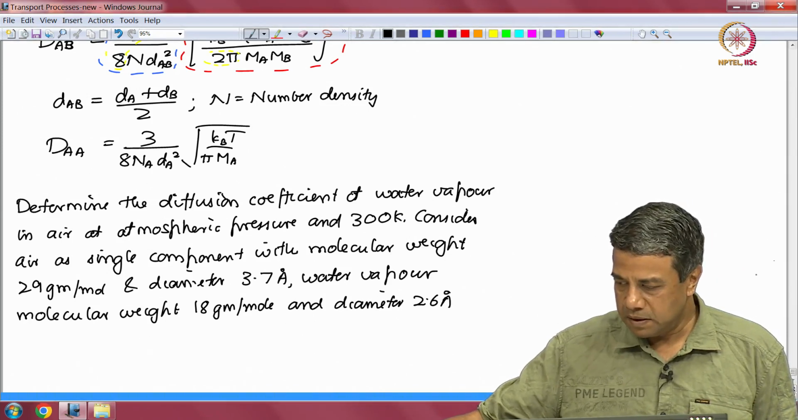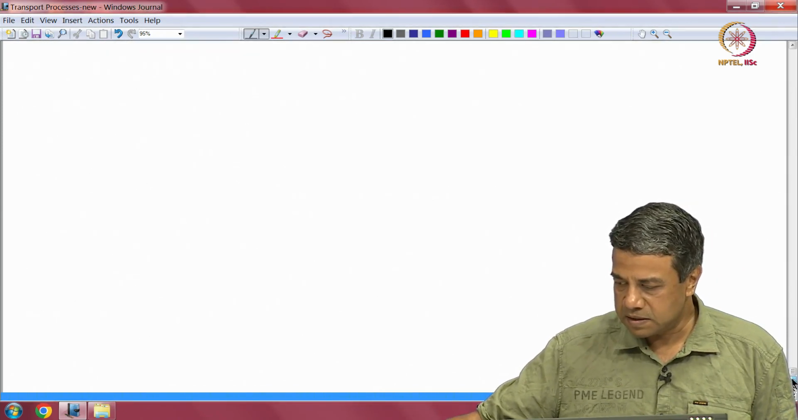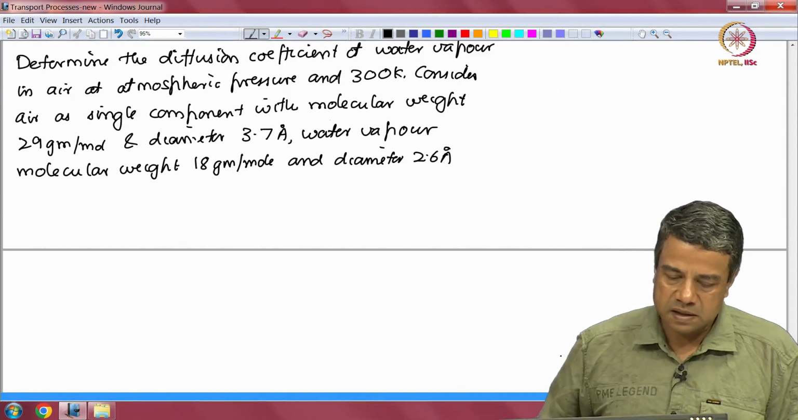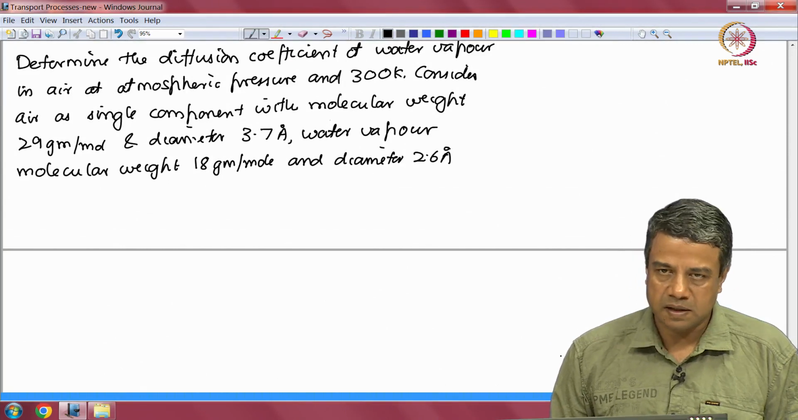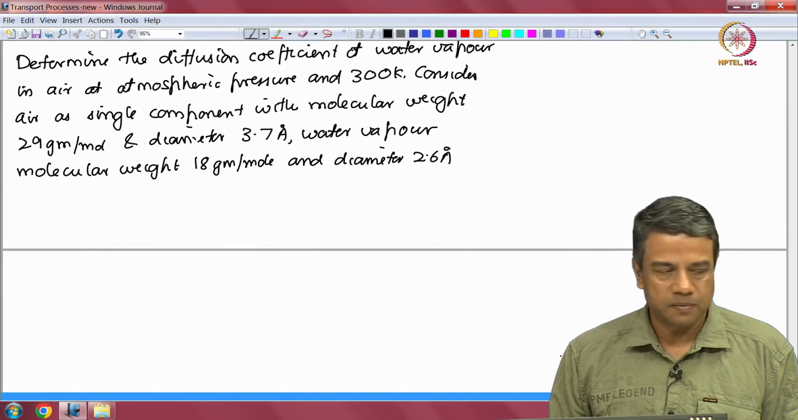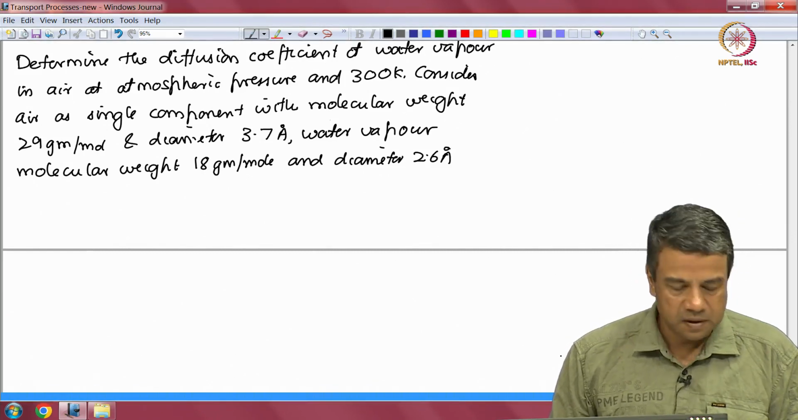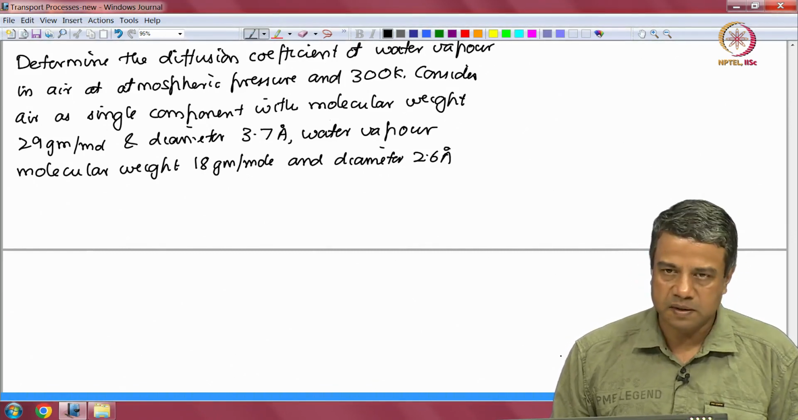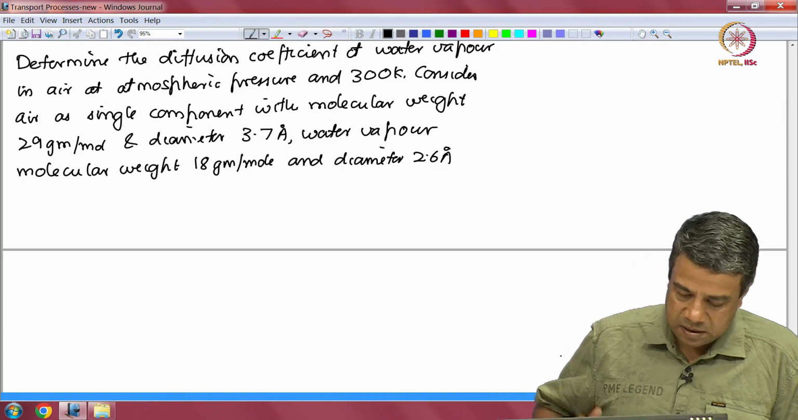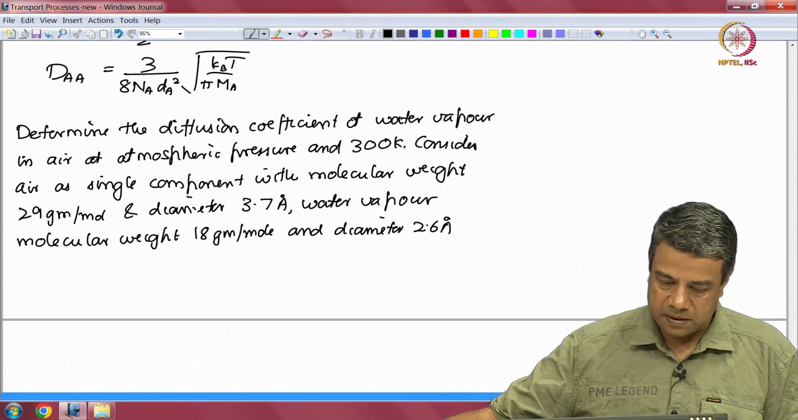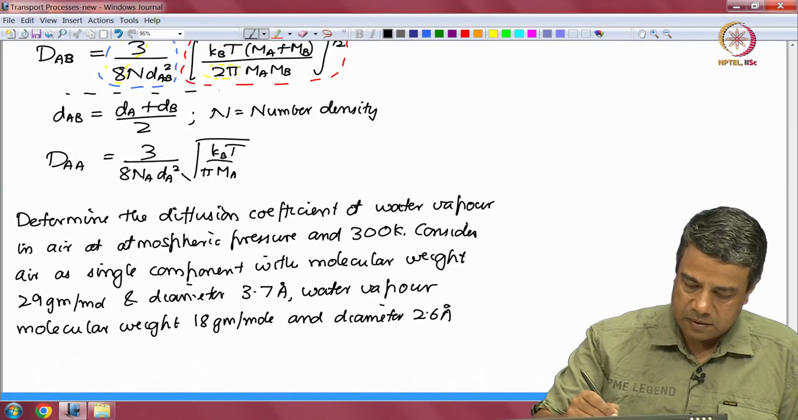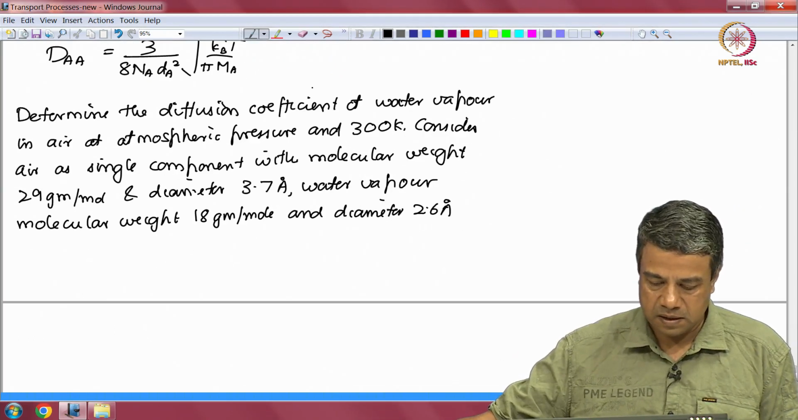So, in this case we are considering air rather than oxygen and nitrogen, we just consider it as a single component with molecular weight 29 grams per mole, the average molecular weight, and molecular diameter 3.7 angstroms, because the diameter of oxygen and nitrogen are approximately the same. So, how do we get this? We have to use this expression here, where we calculate dAB and number density and the masses.